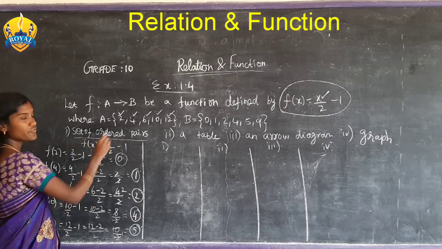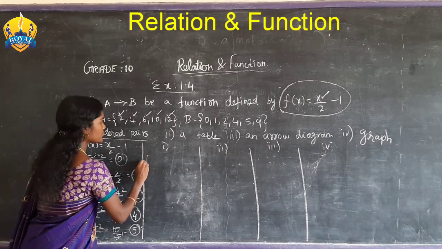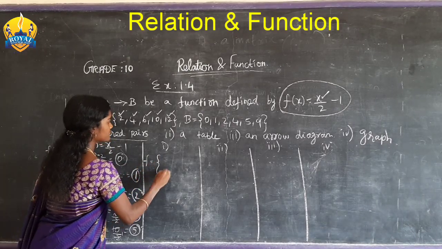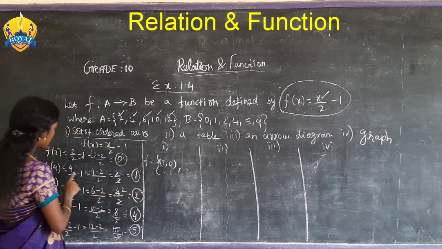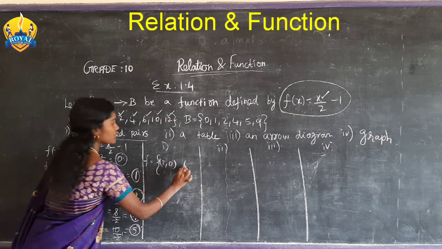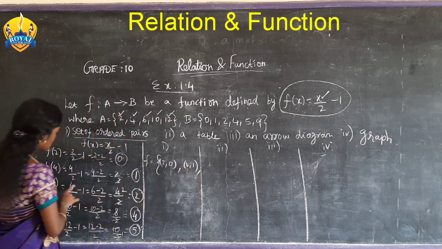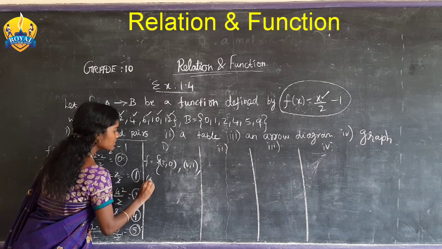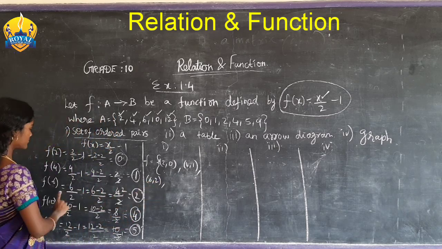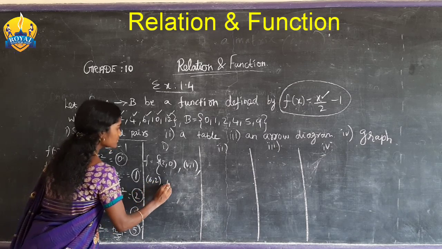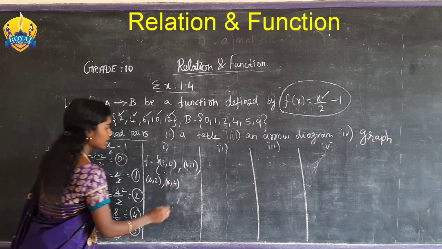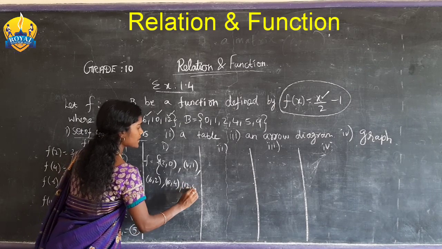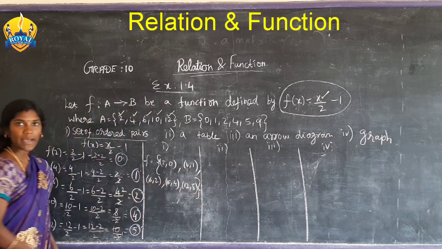Set of ordered pairs means I am going to write f is equal to {(2, 0), (4, 1), (6, 2), (10, 4), (12, 5)}. This is the set of ordered pairs.